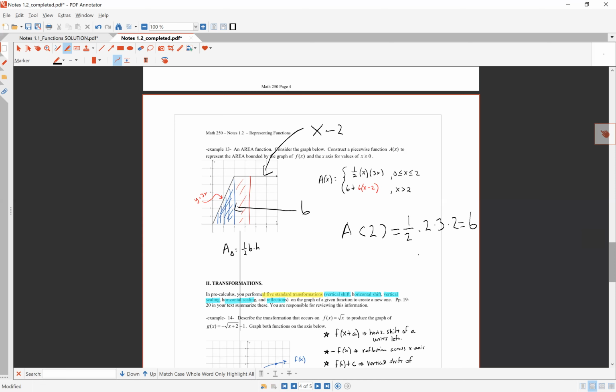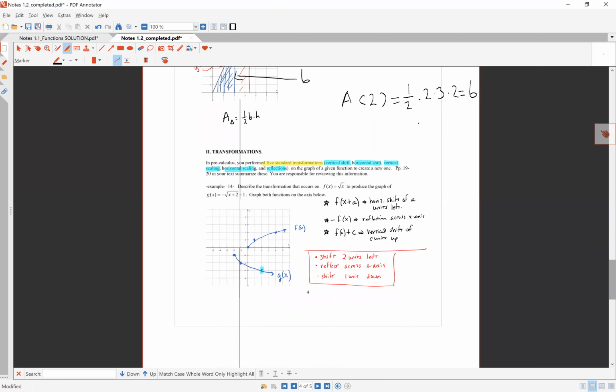So yeah, we're almost done. This is a short section. Let's say you have the graph of one function. How can you use it to get the graph of another, similar function? That's when we have transformations.